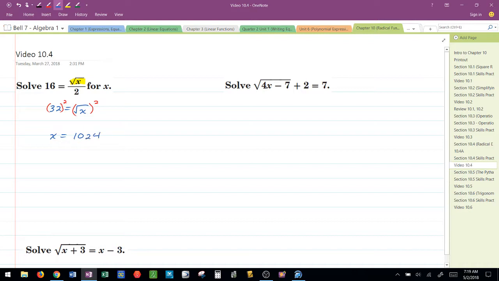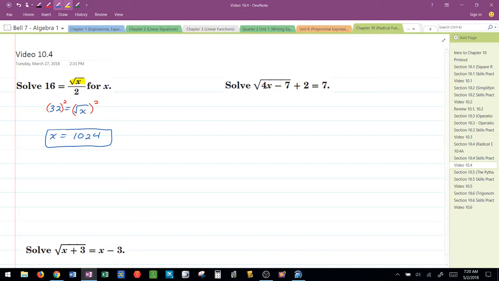1,024. I take 1,024 to double check my answer, and I say, all right, what's the square root of 1,024? That'd be 32. 32 divided by 2 is 16. I know it works. So let's take a look at this second equation here.